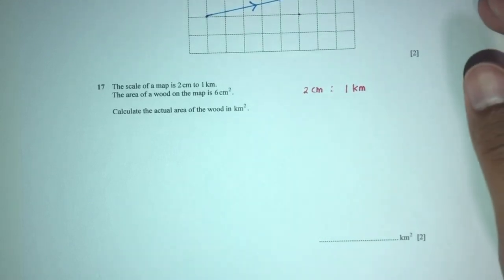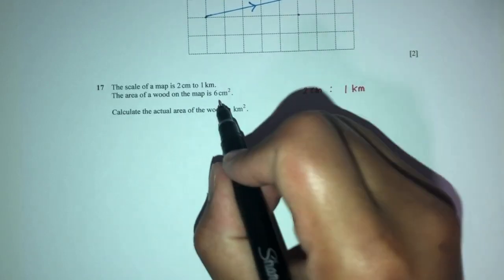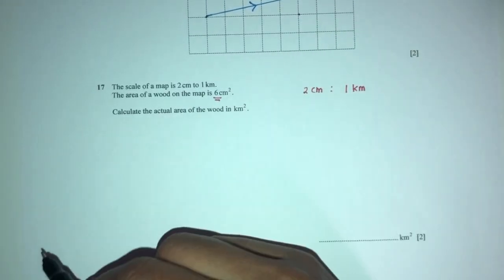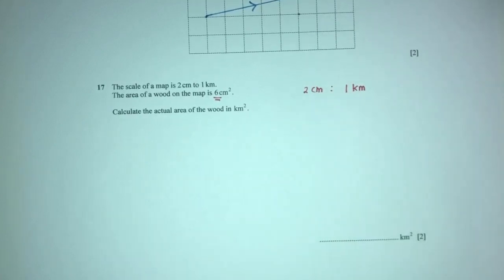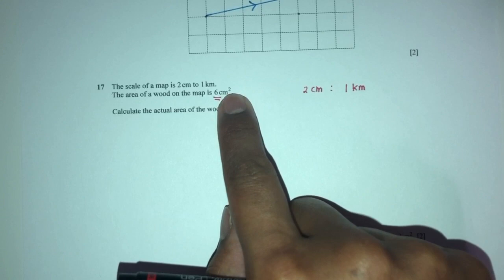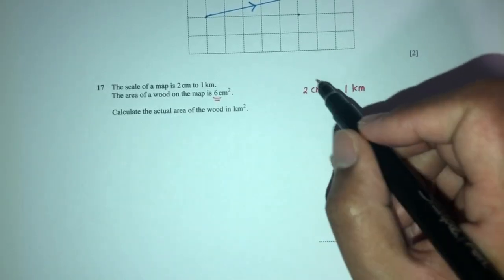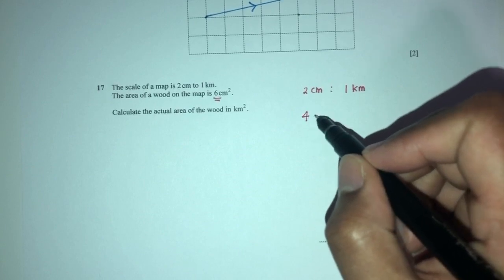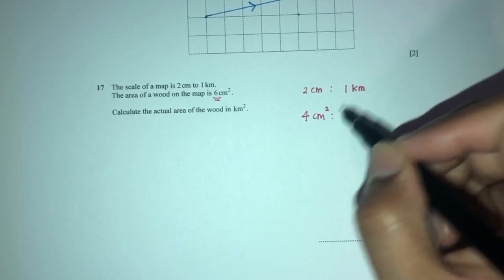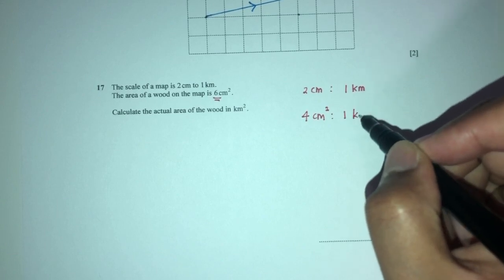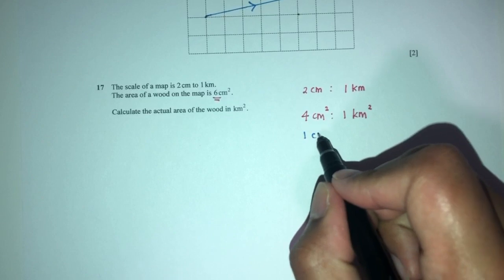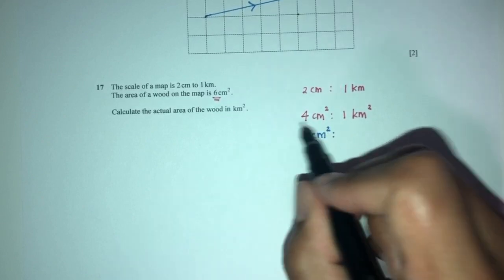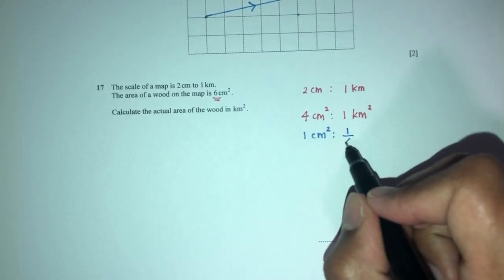Okay, now the area of wood on the map is 6 centimeters square. So here we have the ratio of centimeters to km, so we have to first change that to centimeters square. How can you do this? We square both sides. If you square this side and this side, this one will become 4. 2 squared is 4 centimeters square, and 1 squared is 1 km square. This is the ratio that we have. Now what is 1 centimeter square? We divide by 4 on both sides, and you will have 1 over 4 km square.